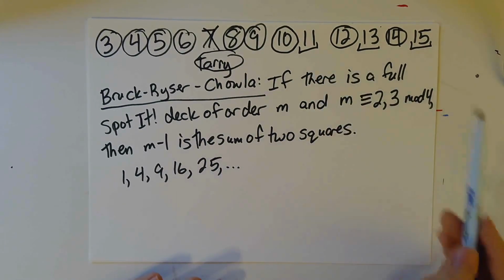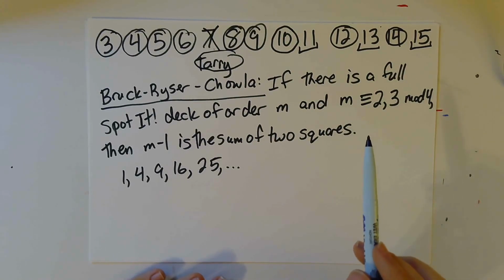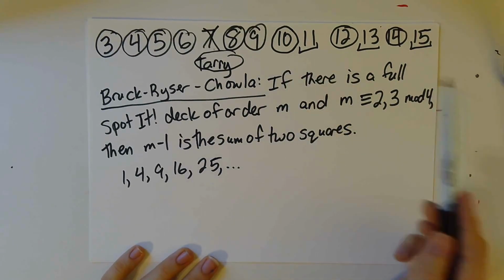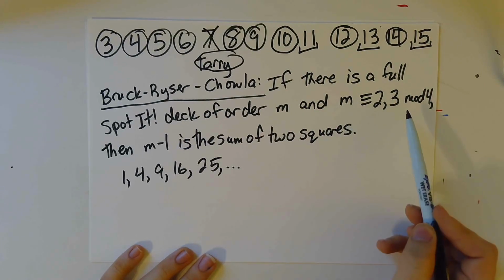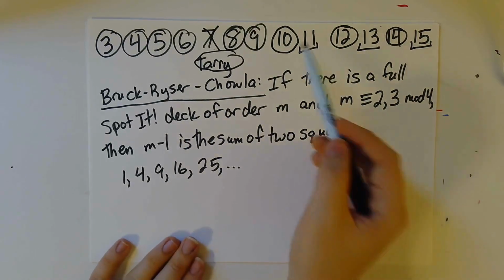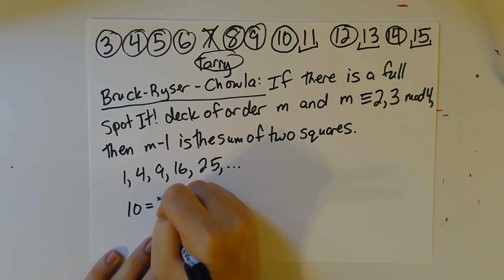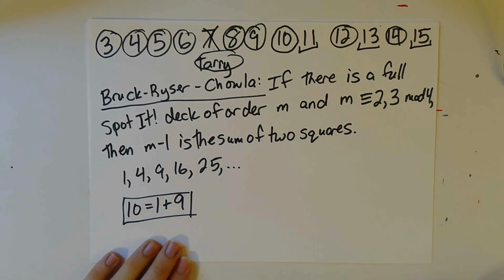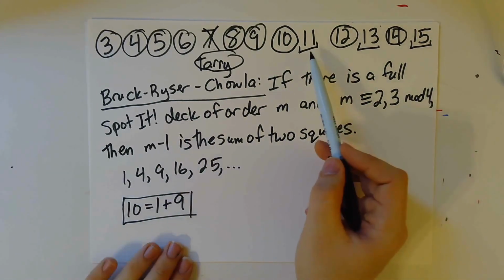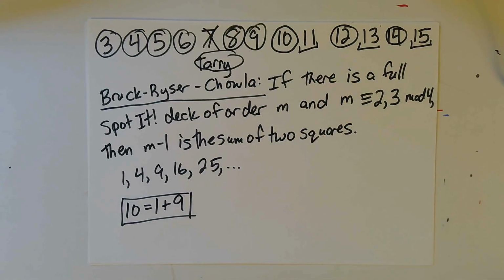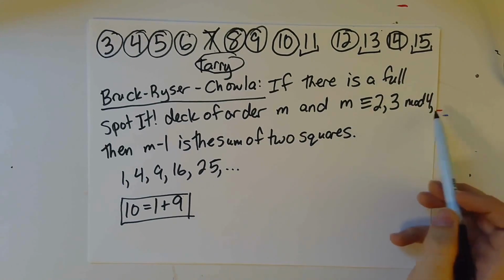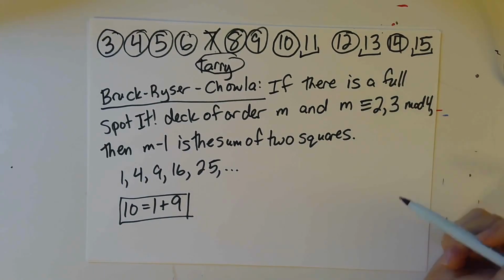11. If you look up to 11, then 11 minus 1 is 10. 11 is 3 mod 4. But unfortunately, 10 is 1 plus 9. So Bruck-Ryser-Chowla does not tell us anything in this instance, which is a bit of a bummer, but what are you going to do? 13. 13's not 2 or 3 mod 4. 13's 1 mod 4, so Bruck-Ryser-Chowla doesn't tell us anything.